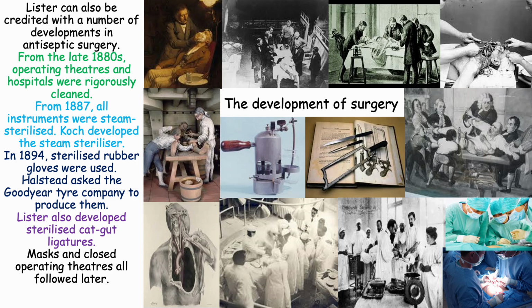In 1894, sterilized rubber gloves were used. Halstead asked the Goodyear tire company to produce them. Lister also developed sterilized catgut ligatures. Masks and closed operating theatres all followed later.